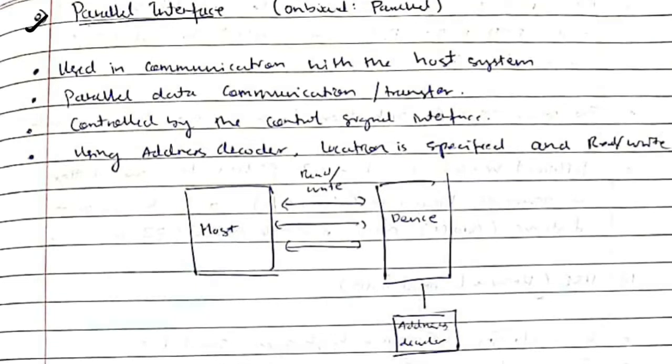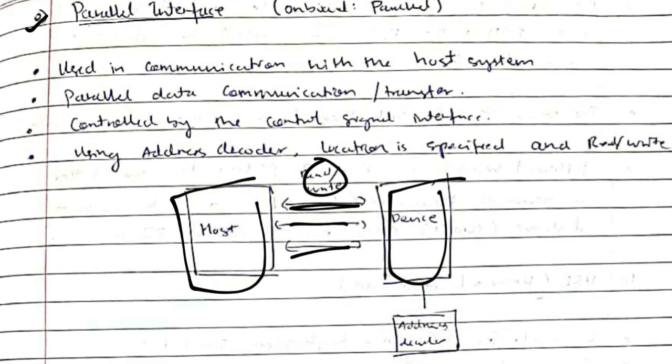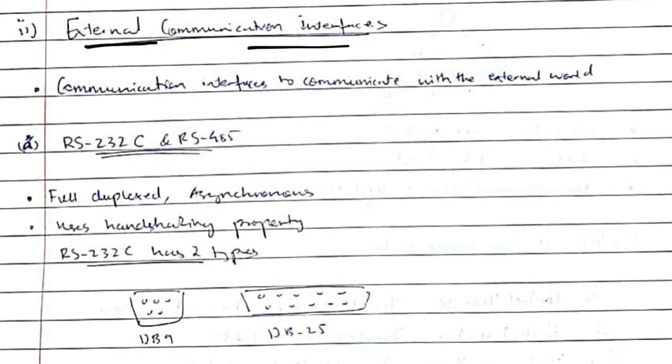The next one is parallel interface. It's very easy, meaning there will be many lines here which will be performing read and write operations parallelly. Okay, so between the host and the device, where to perform the writing and reading will be determined by the address decoder. Coming to external communication interfaces, the first one is RS232C and RS485. Okay, let's see what it is.